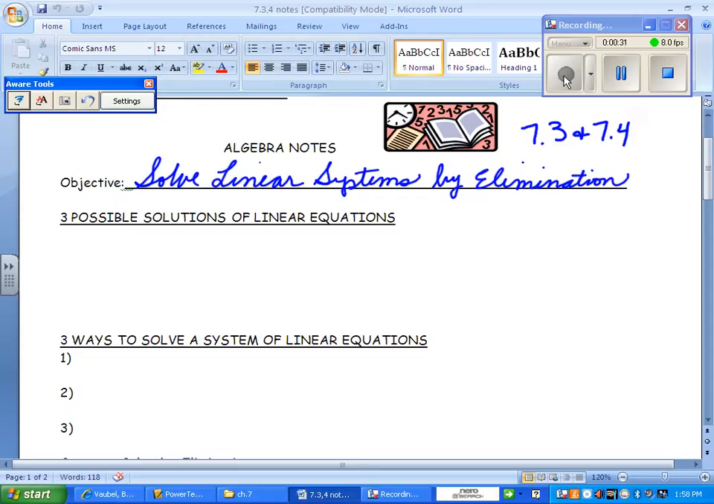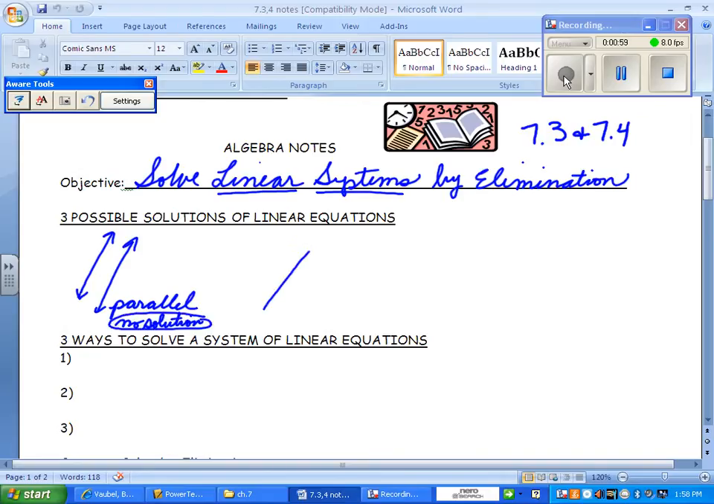Okay, there are three possible solutions of linear equations. You know that you have linear systems, which means they're lines, and a system is two or more lines. So here's one way two lines could intersect. They could be parallel. So if they are parallel, you're going to have no solution because they do not intersect. So you'd write no solution.